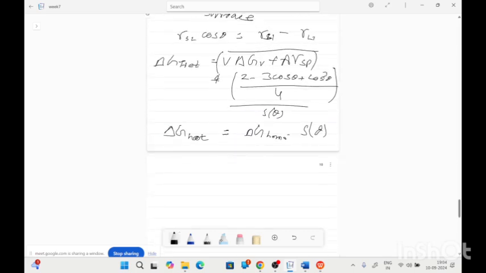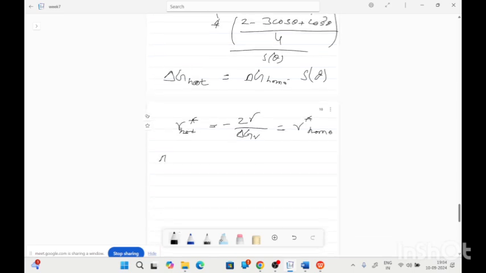If we differentiate this equation also, we will get the critical nuclei size as minus 2 gamma by delta GV. So it is the same as the critical size required in the homogeneous nucleation, but the critical free energy required for heterogeneous nucleation will be 16 pi gamma cube by 3 delta GV square multiplied by the S theta term.